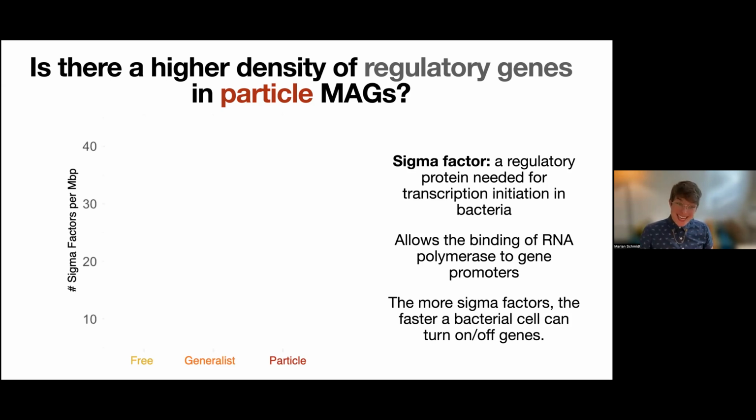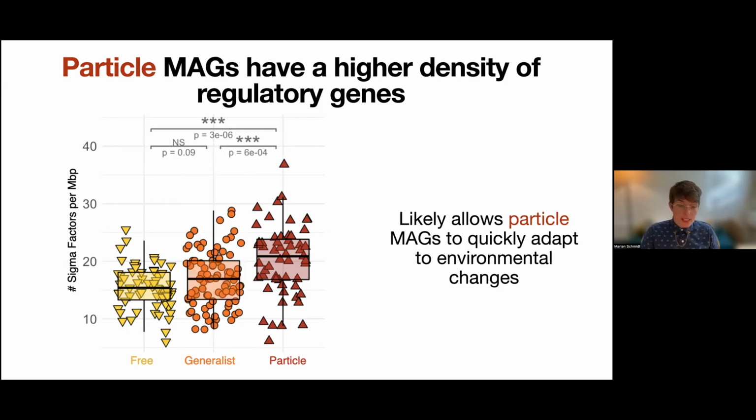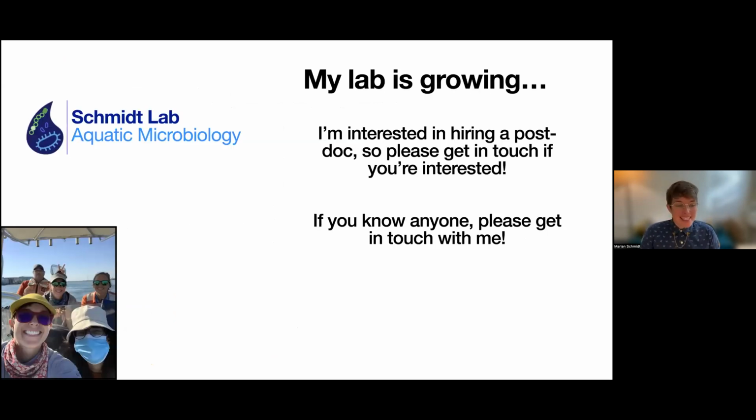And so now I'm going to show you the density of the sigma factors per megabase pair. And particle MAGs do have a higher density of them. Perhaps this allows them to more quickly adapt and modify their transcription to environmental changes. And then the generalists were more in the middle. So the type and habitat of a bacterial taxon has a strong influence on its genome contents. And particle MAGs are 2 times larger than free-living MAGs, and they have more regulatory genes to respond to that environmental change.